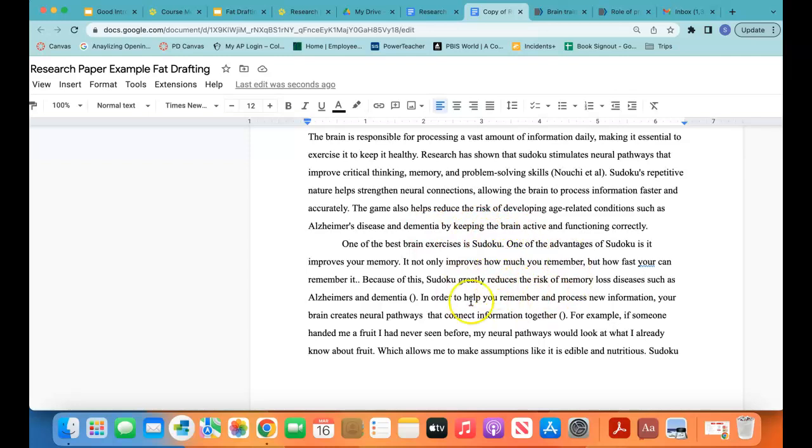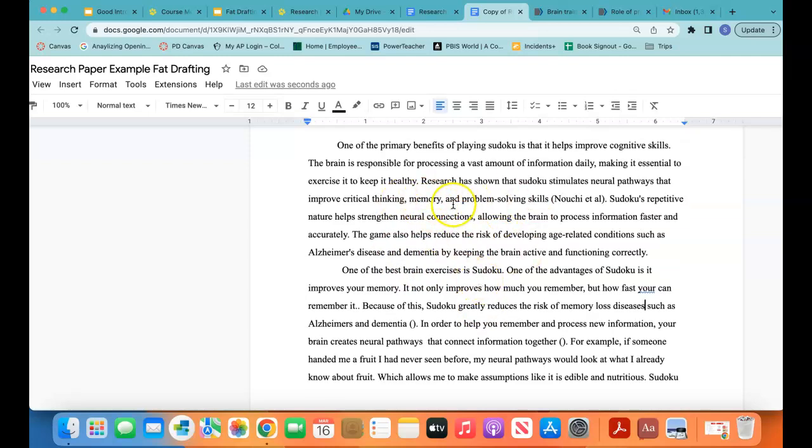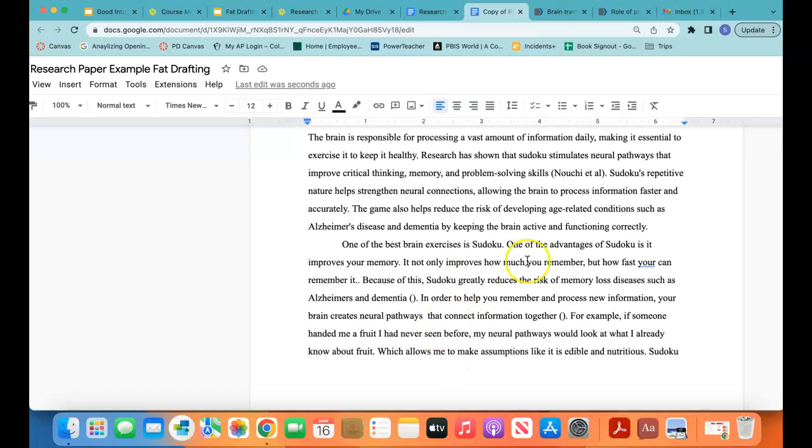Now, one new idea that I didn't talk about up here was the fact that Alzheimer's disease, like why it helps with Alzheimer's disease, is because of the memory, because it helps improve your memory. So I like that I made that connection, and so that's probably something I'm going to include in my draft. So just looking at that, that's one idea. Okay, I'm going to see if I can add that to my draft somehow.